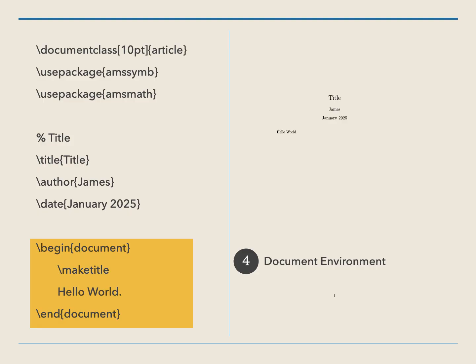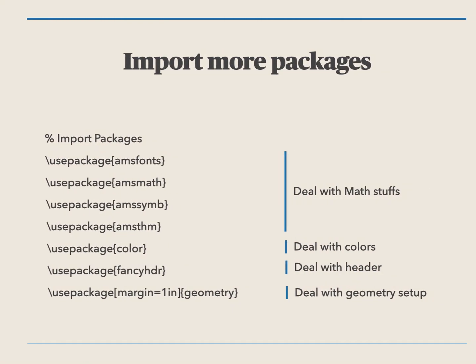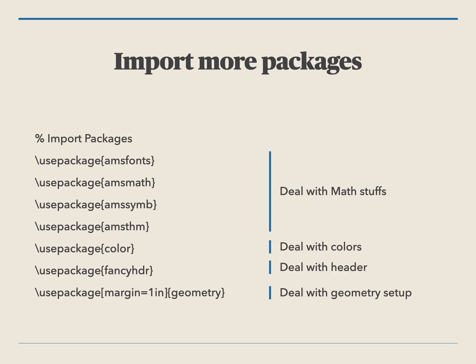Just note that you need to put everything you want to be displayed inside the begin document and end document environment, so it will be shown on the PDF document after compilation. Right, and then we're going to discuss some packages that you might find useful. First, there are the AMS fonts, AMS math, AMS symbols, and AMS theorems. These will help you deal with some math, for instance, having some math fonts, some extra math symbols, and some mathematical environments like proofs or theorems.